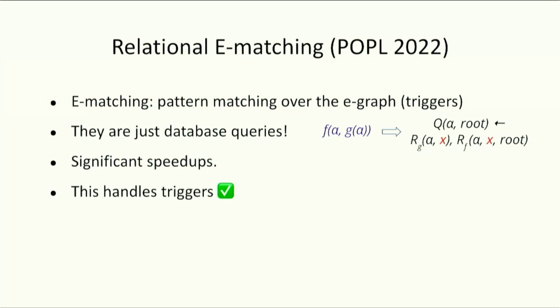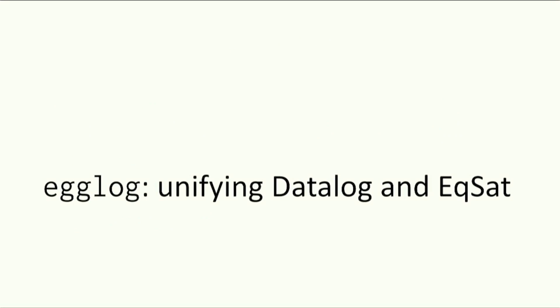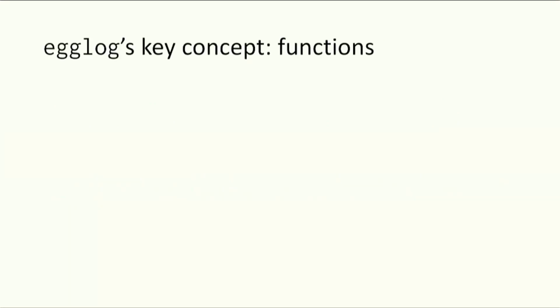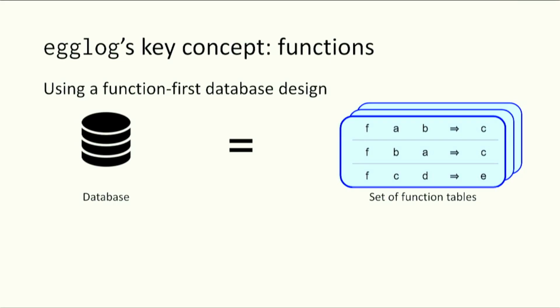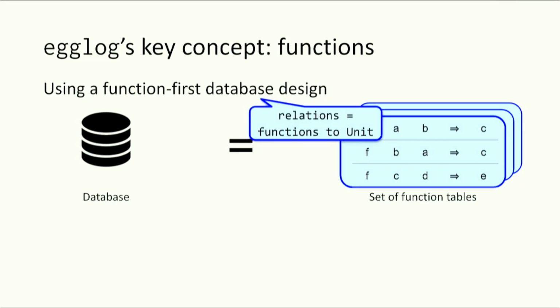And now, what about these actions? Well, this leads to our work on egglog, which unifies Datalog and equality saturation. One of the key concepts in egglog is functions. In egglog, every table represents a function, and a relation is just a function to the unit type.